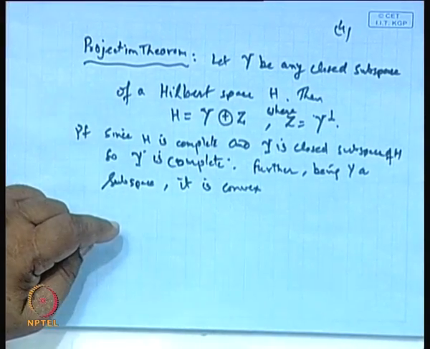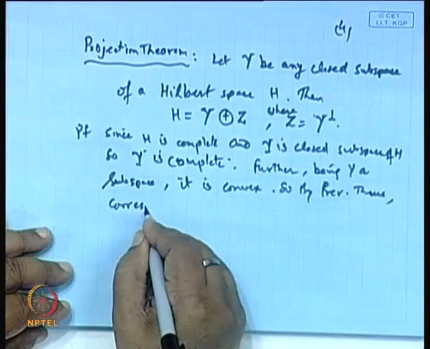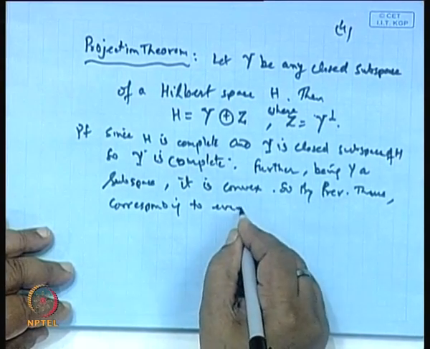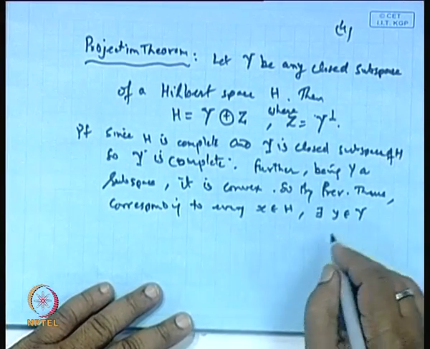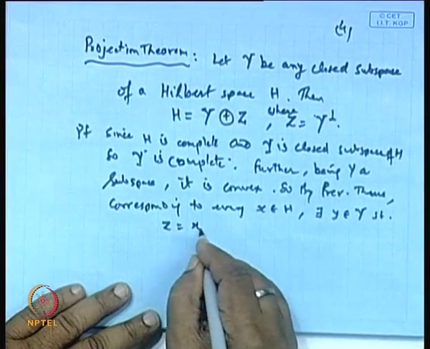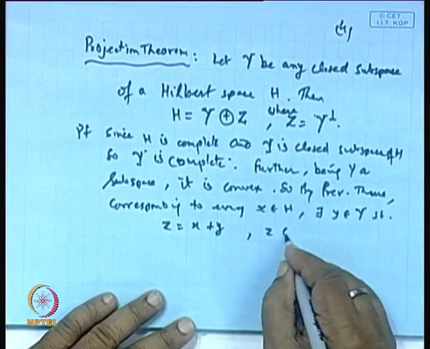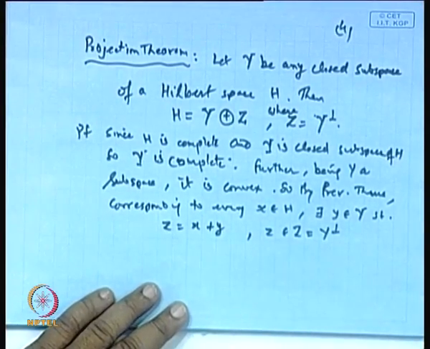So, by the uniqueness and existence theorem, we can always find a point in Y which is nearest to x by dropping the perpendicular from x to Y. So, by the previous theorem, for every x belonging to H, there exists a y belonging to capital Y such that x minus y belongs to Z, which is Y orthogonal.